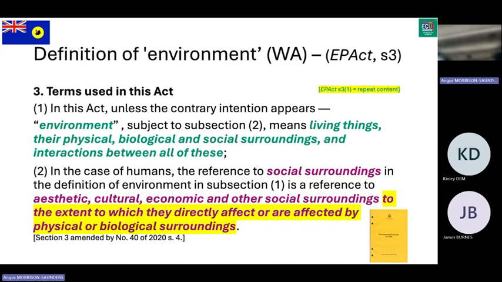It says, in the case of humans, the reference to social surroundings in the definition of environment in subsection 1 is a reference to aesthetic, cultural, economic, and other social surroundings. Okay, that's sounding like it's everything. It's even more than what we had before. It's additional things. It's like it's aesthetic things, cultural things, economic things, other things. But now look at the bit I've highlighted: to the extent to which they directly affect or are affected by physical or biological surroundings.